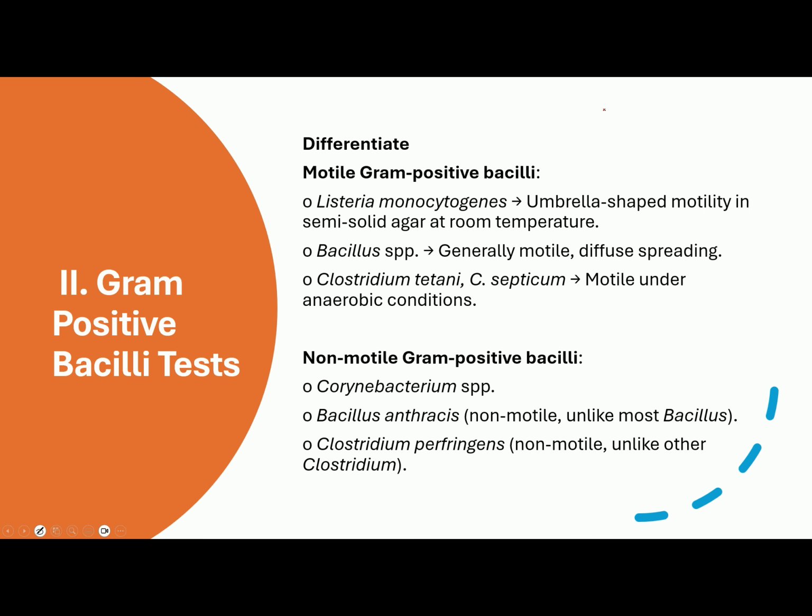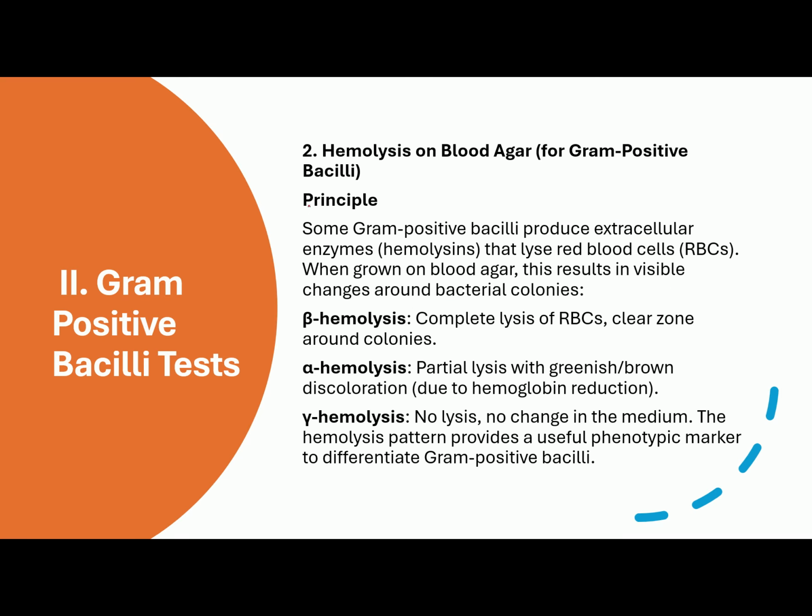Motile organisms include Listeria monocytogenes, producing an umbrella-shaped motility. Bacillus in general is motile, with diffuse spreading. Clostridium tetani and Clostridium septicum are motile under anaerobic condition. Non-motile are Corynebacterium, Bacillus anthracis, and Clostridium perfringens. Take note of that. Now let's go to another test, hemolysis on blood agar.